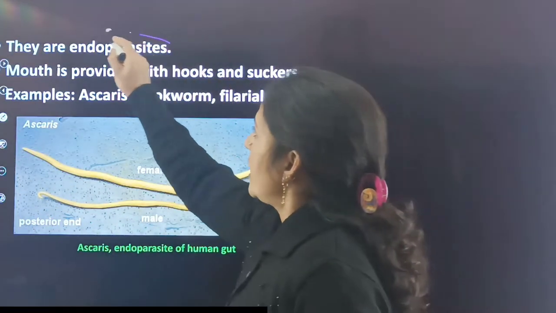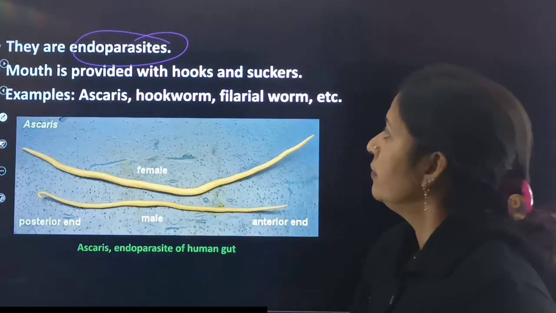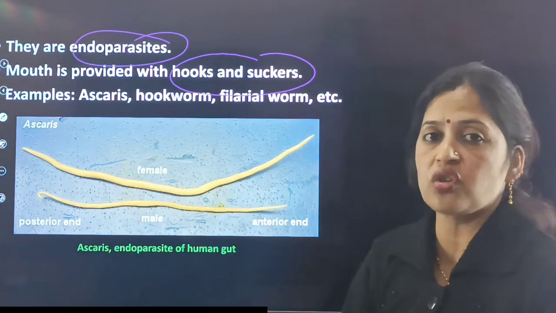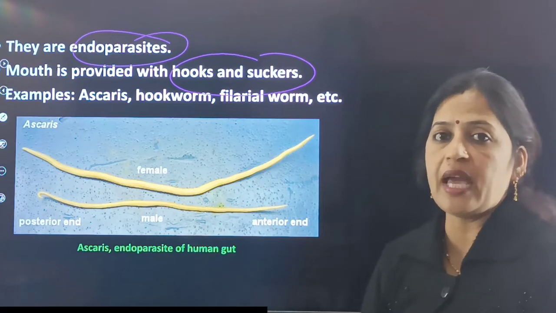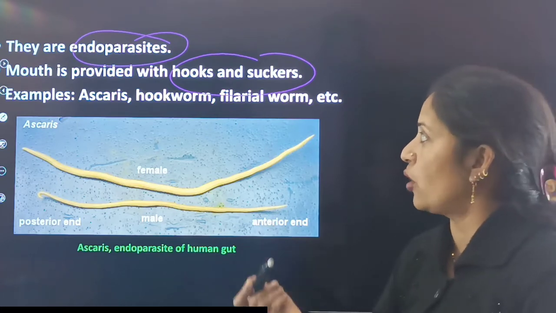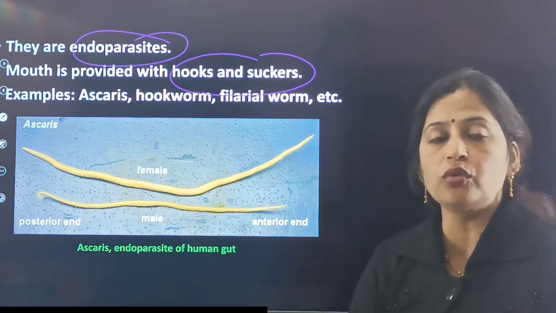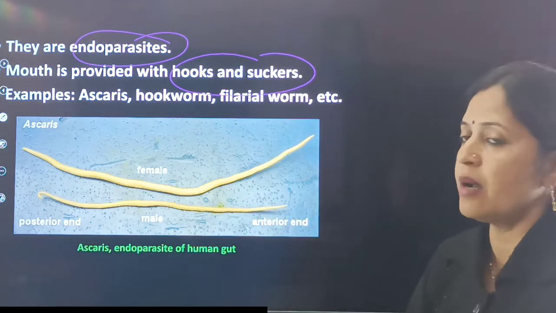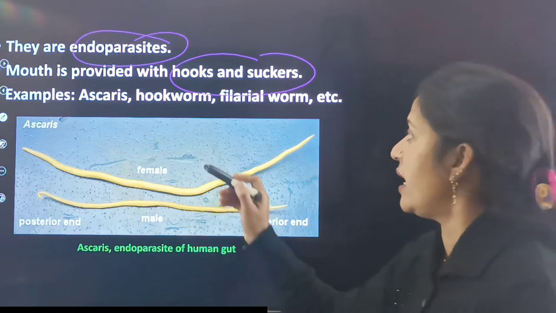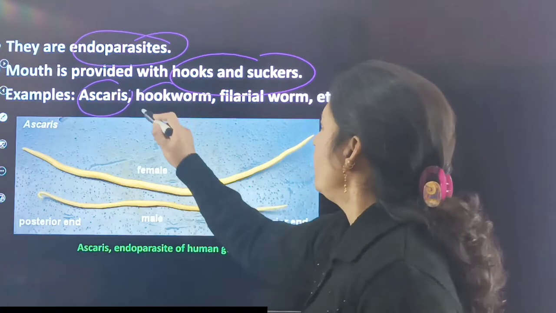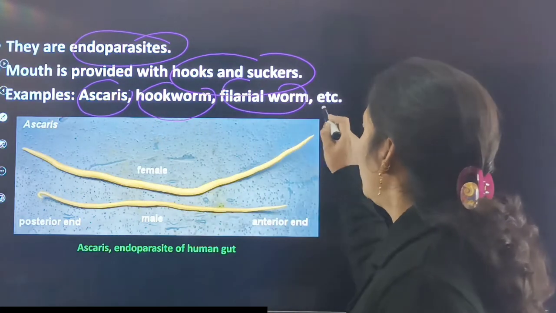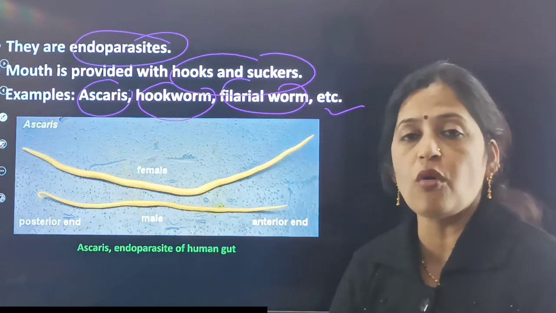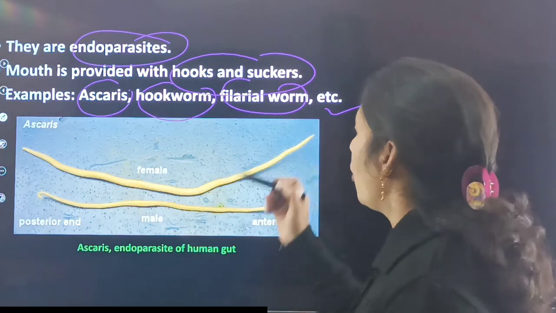They are endoparasites. Mouth is provided with hooks and suckers. This is the most important feature of the nematodes. They are especially endoparasites and their mouth, not body but mouth, is provided with hooks as well as suckers. And the common examples of the nematodes are ascaris, hookworm and filarial worm.